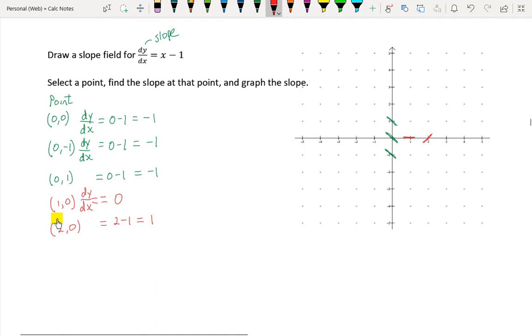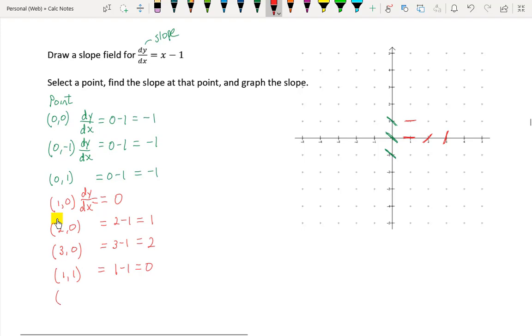Okay, and then maybe 3, 0. And if I plug in 3, I get 3 minus 1, which is 2. So now I've got a slope of 2. So now it got a little steeper, so I want to draw that slope a little bit steeper. Okay, so I'm trying to adjust as I go here. And let's pick some other ones. Let's say 1, 1. Again, I'm just plugging in for x, so this would be 1 minus 1. I still get a 0 slope there.